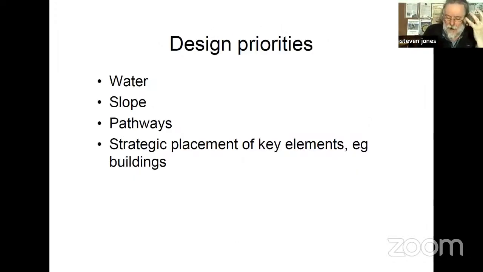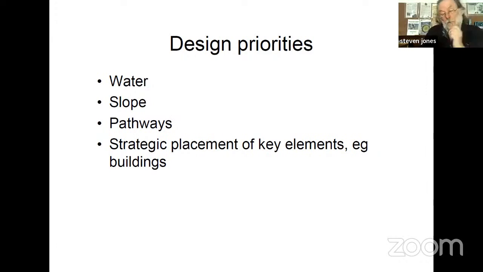Understanding the shape and the size of the land is very, very important. So yeah, water, slope, pathways, and then the key elements like buildings. We need to get these things right first. And the shape of the land and where there is water will also influence where we can locate key elements and also where the access and pathways are.